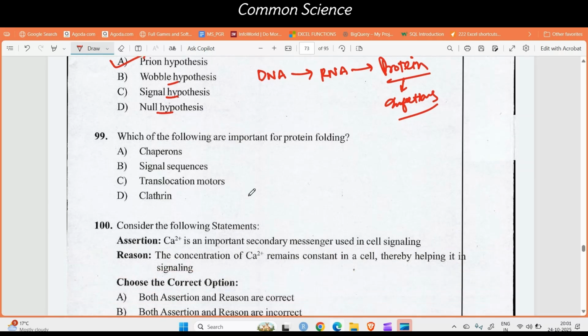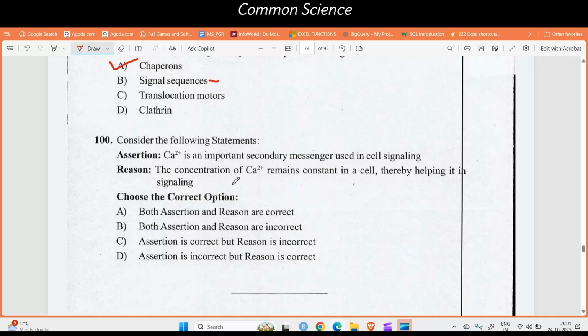Question number 99. Which of the following are important for protein folding? These are chaperones. Signal sequences are for translocation of proteins into the different organelles. Okay. And the last question of this paper: Ca2+ is an important secondary messenger used in cell signaling. Yes. The concentration of calcium 2+ remains constant. No, it varies. So the reason is incorrect. Assertion is correct, but reason is incorrect. So C is the correct option.